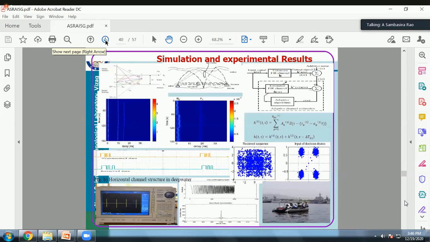This is the experiments we have discussed. This is the channel model. This is the impulse response for shallow water. This is deep water. See, the difference is there. And this is the propagation. This experiment is what we transmitted as data.